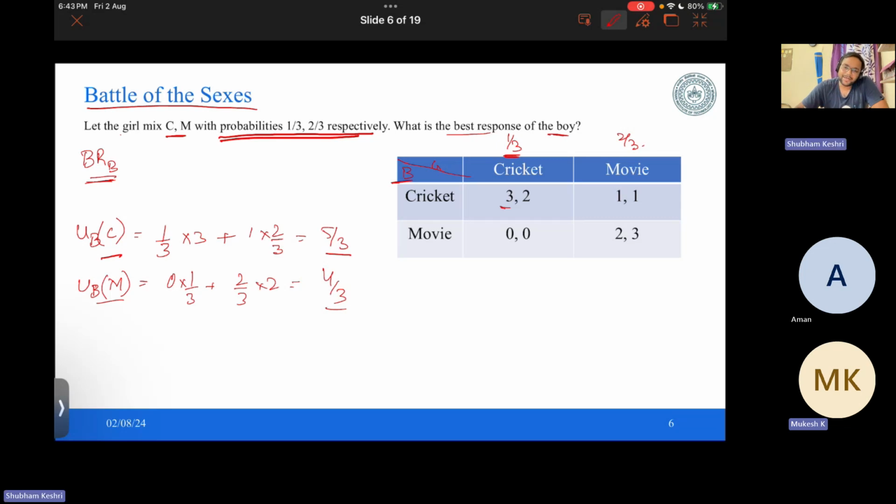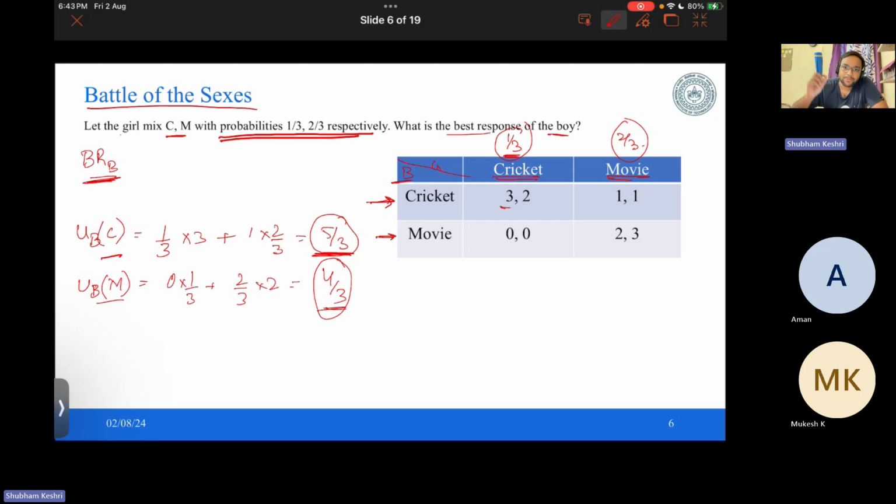So this is the confusion I know students may have. That is why I have kept this question. You see, the strategy of the second player, the girl, has already been shown to us, or to the boy. So he knows that the girl will either go for cricket 1/3 of the time and movie 2/3 of the time. So he knows exactly that this will be the utility if he goes for cricket, and this will be the utility if he goes for movie. So his strategy will be the best response.